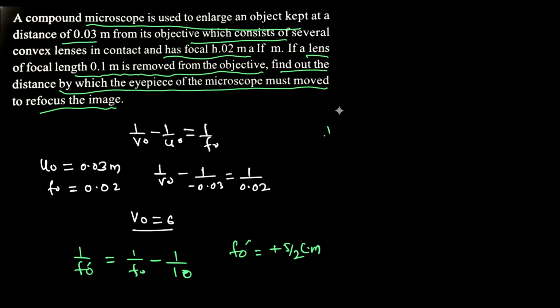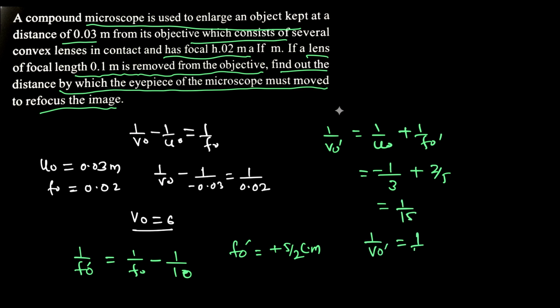Now I can use this one, 1 by VO dash is equal to 1 by UO plus 1 by FO dash. Now I substitute the values, so that is 1 by 3 minus sign plus 2 by 5, and if I solve this one, that will become 1 by 15. So 1 by VO dash is equal to 1 by 15. It means VO dash is equal to 15.